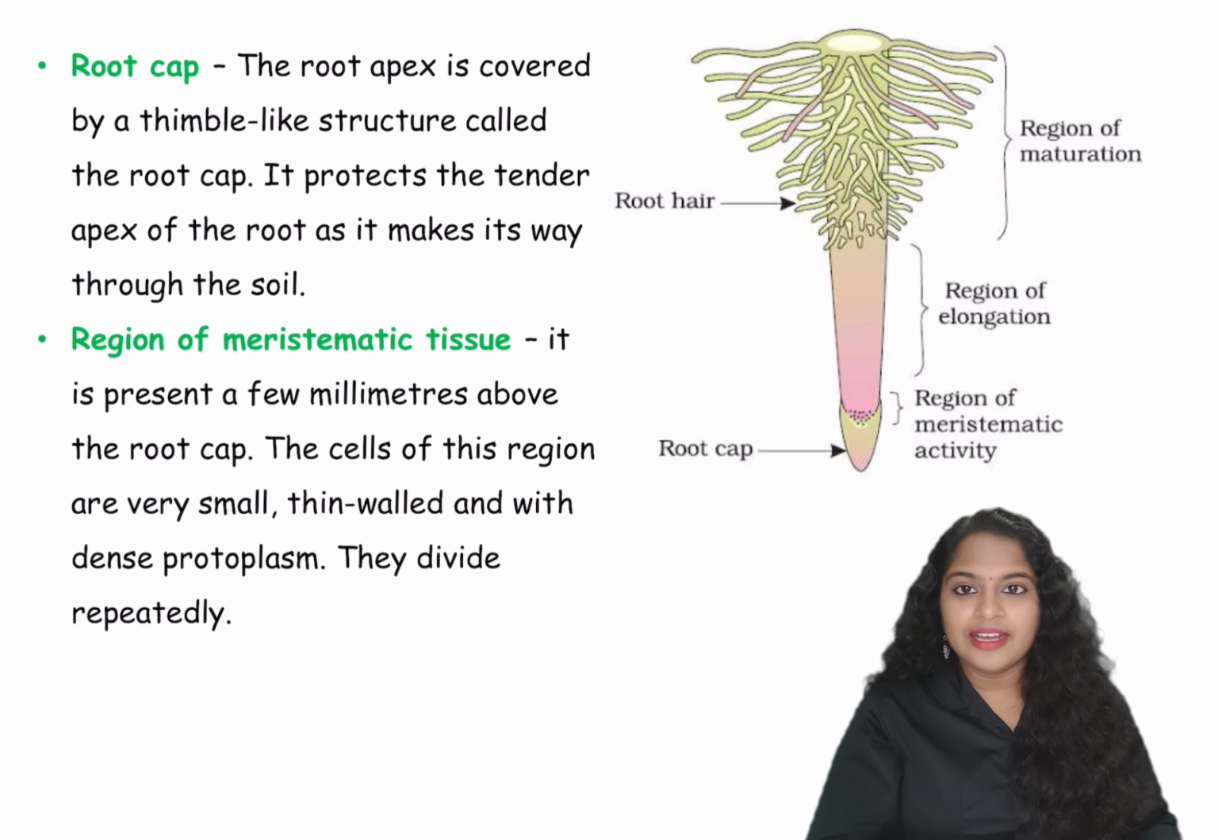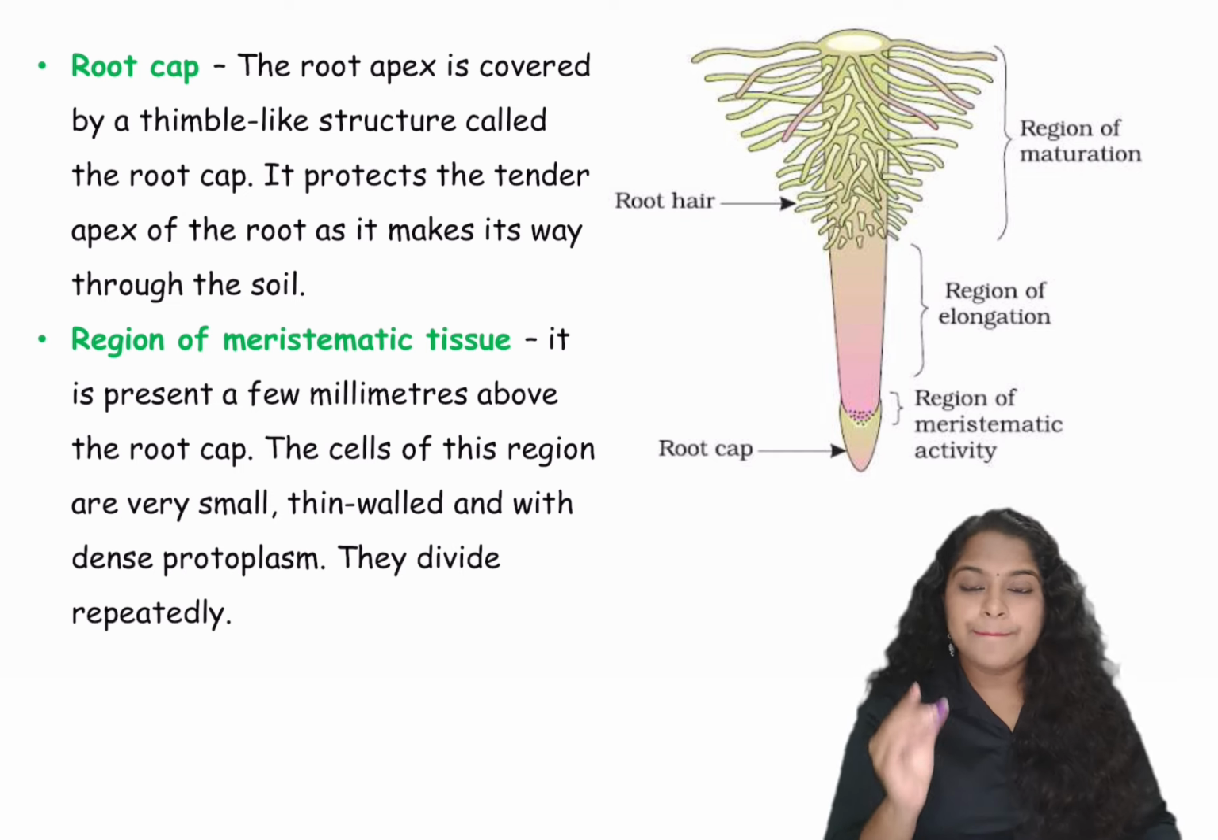So now we are going to learn the different regions of roots. Root has four regions. One is the root cap. Above that is the region of meristematic activity. Then above that is the region of elongation. And the last one is the region of maturation. So first one, root cap.